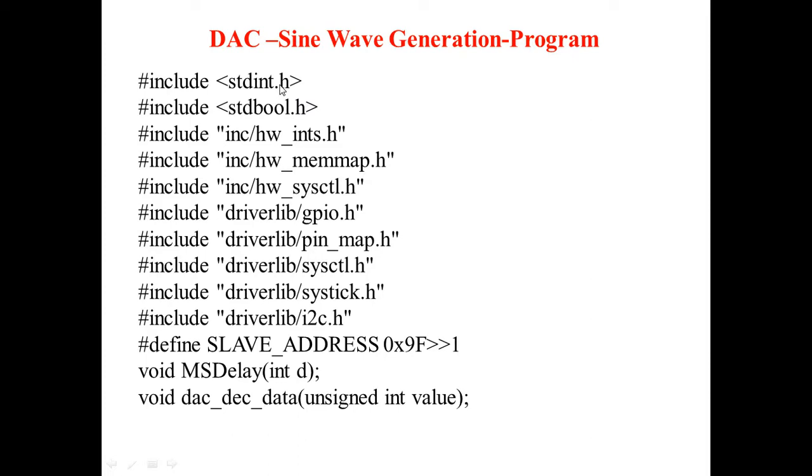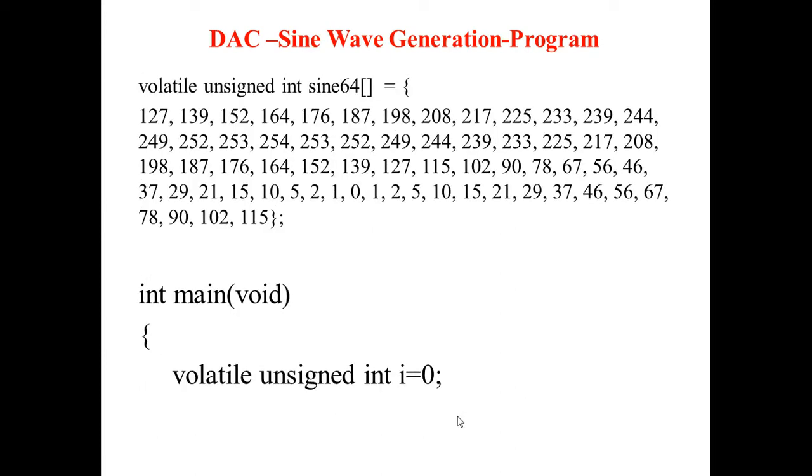So as usual, in your program you have to type the header files. You have to enter two or three new header files here: system control.h, system tick.h, I2C.h, and you have to call the slave address 0x9f, and call the delay, and use the void DAC decimal data unsigned integer value.